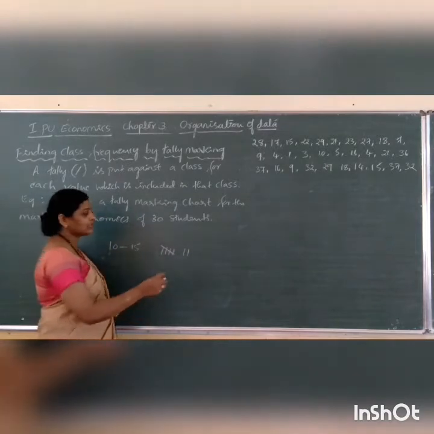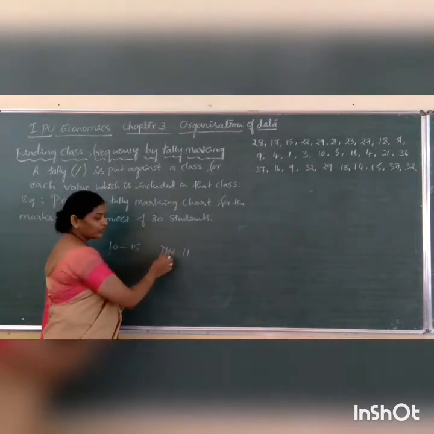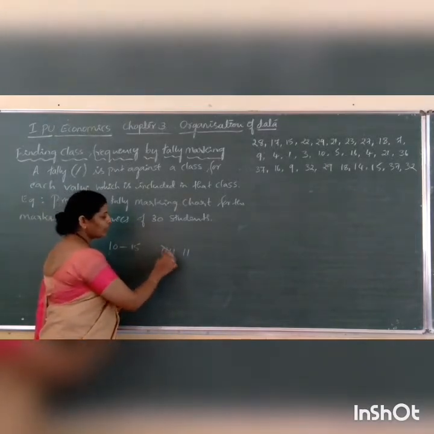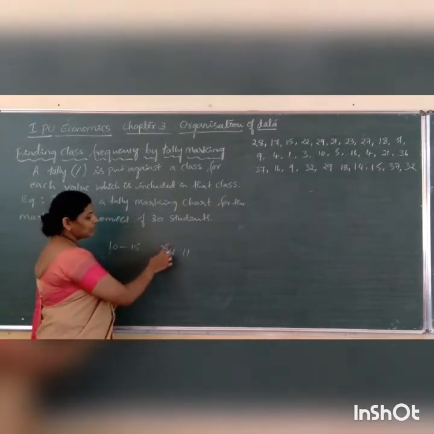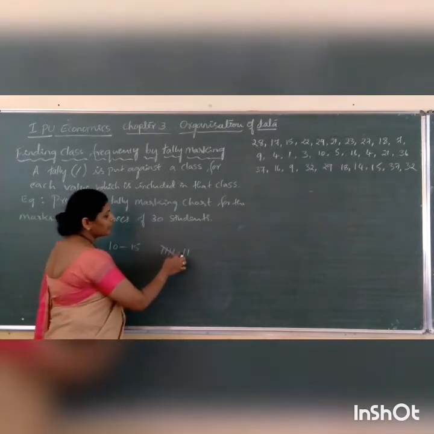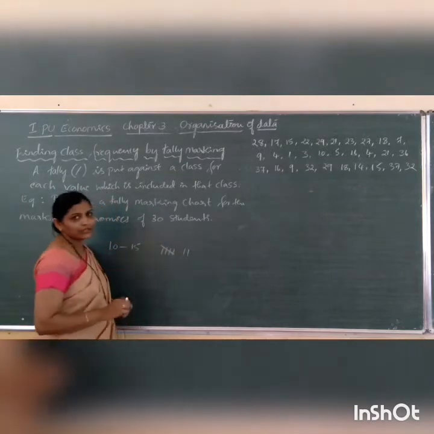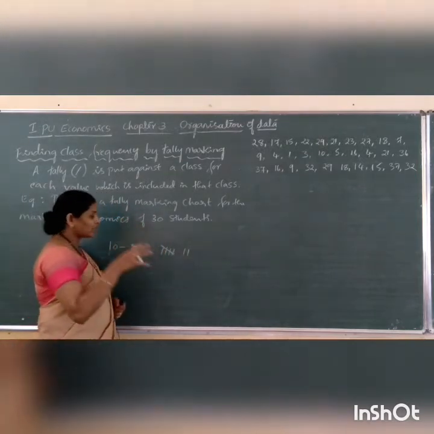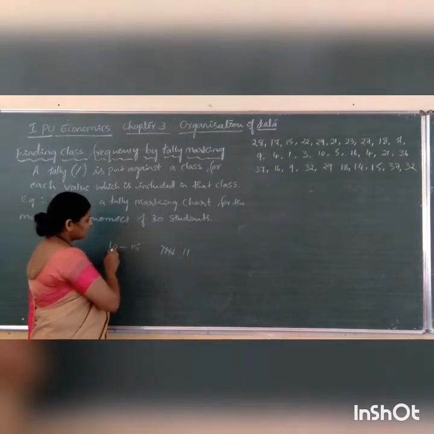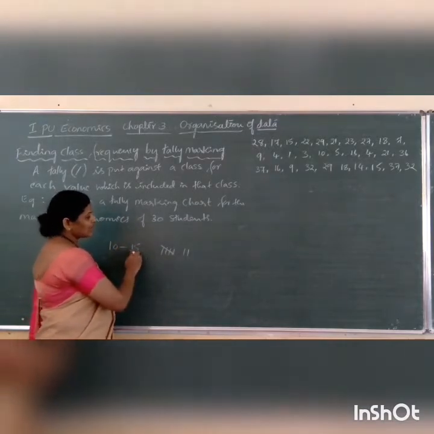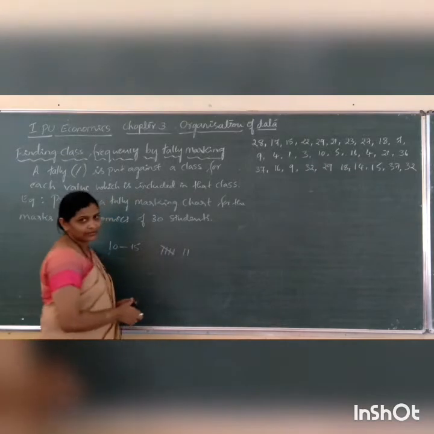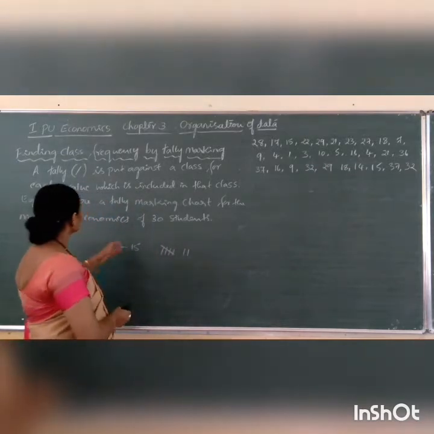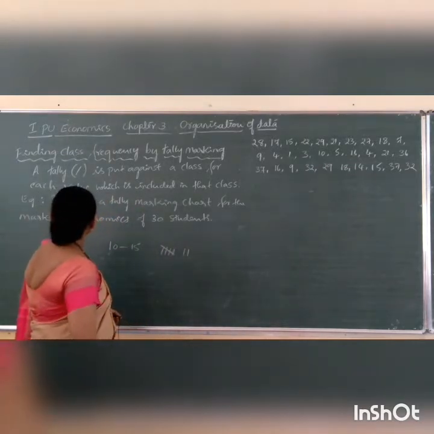How can we count this? It's a group of 5 because 1, 2, 3, 4 and the across one total 5, then 6, 7. So as I told you, there are 7 observations in this class 10 to 15, and we put tally marks like this.